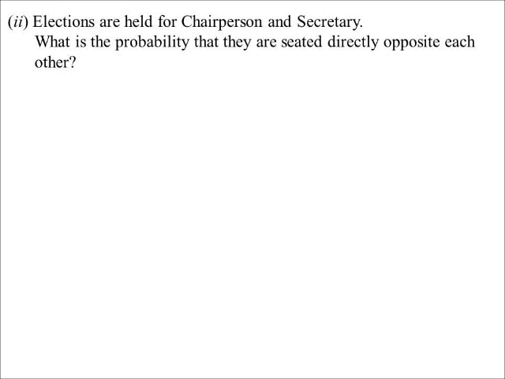We're going to hold an election for chairperson and secretary. What's the probability that they're seated directly opposite each other? Okay. Well, probability, so we know the bottom of the fraction would be the total number of possibilities, no restrictions. So 10 people in a circle will be 9 factorial, 1 less. So 9 factorial will go on the bottom of our fraction.